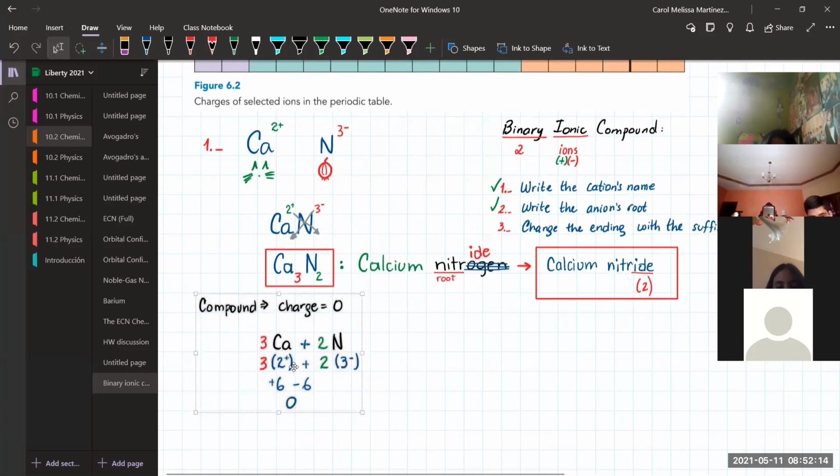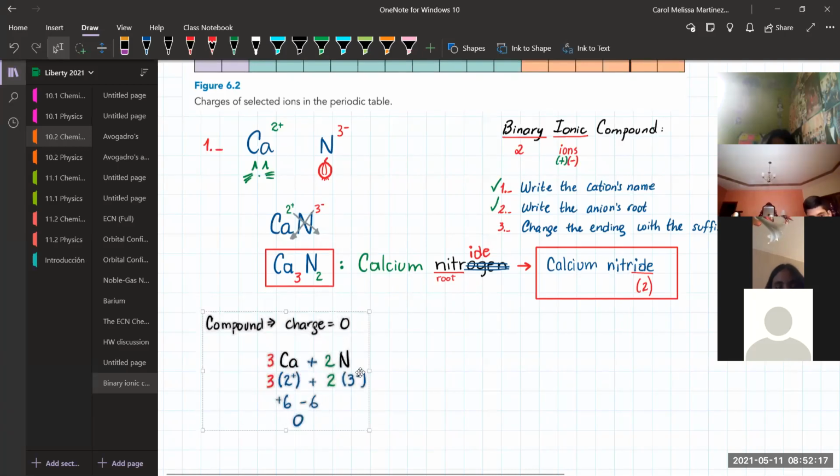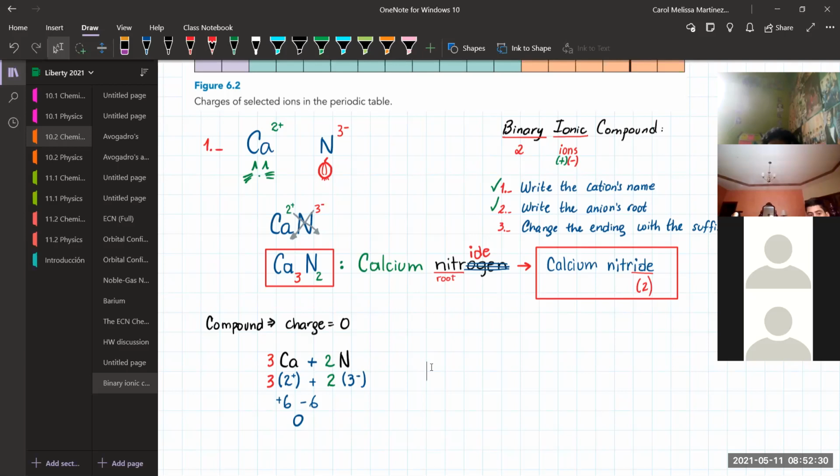Now this step right here, that you verify the charge of that compound, that is optional. You can do it or not. Or maybe I can be very specific and tell you I want you to check this exercise. I want you to check the charge of this compound. Is the charge 0? Could be a true or false question. But the mandatory steps are these ones. Write the cation with the charge, the anion with the charge, crisscross the charges, and then name it.